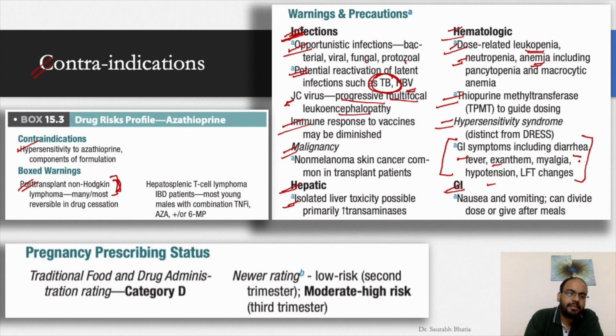Now, pregnancy prescribing status: initially it was classified as category D, but now after 2015 we are not using that. So in the second trimester it is low risk, and when the female is in the third trimester, the risk increases to moderate to high risk. Okay, so this is the current classification of azathioprine. It is moderate to high risk in the third trimester.